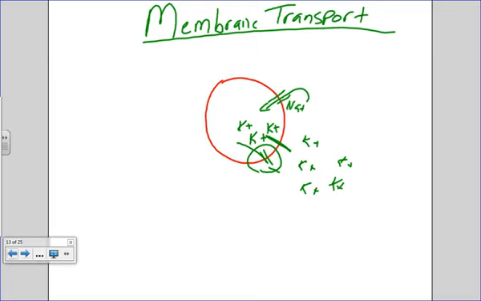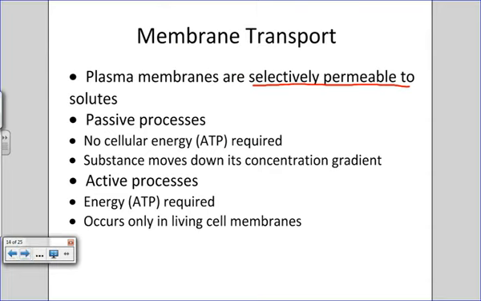So for example, if I have a ton of sodium gates on here, but I only have one potassium gate, it's going to be a little more difficult for potassium to diffuse into the cell. So kind of keep that in mind as well. That's selective permeability. So the plasma membrane is selectively permeable.